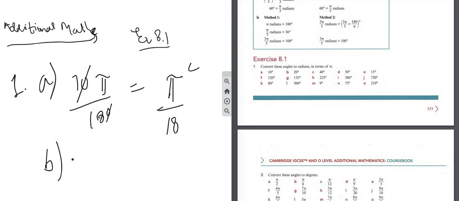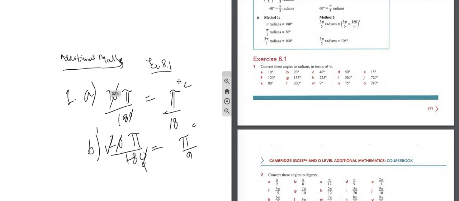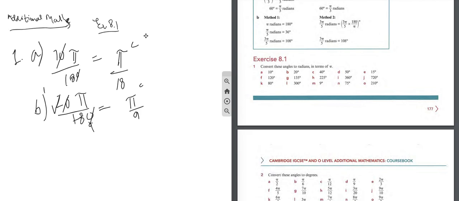Then if you have part B, so 20 degrees. Again 20 times pi by 180. In this question, let's cancel out the zeros. Then 2 ones are 2, 2 times 1 is 2, and 2 times 9. So easily we get pi by 9 radians. There you go.